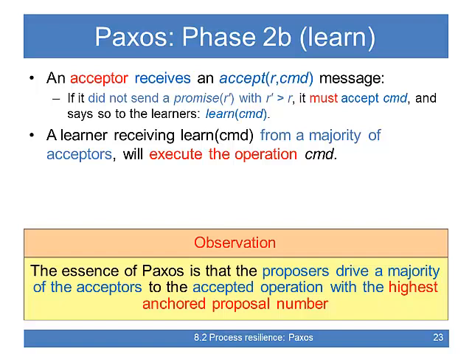And once it's really accepted this command, it says so to the learner, saying, hey, guys, this is what I did. And now the interesting thing is, a learner, which is the third process, will say, well, acceptor, if you're the only one telling me to do this command, I'm not going to do it. I need a majority of the acceptors to tell the same thing. If that's the case, let's go for it. And then the learners will actually execute that thing. Okay? And that's in this observation. The essence of Paxos is that the proposers drive a majority of the acceptors to the accepted operation with the highest proposal number. And when you think of it, it's beautiful.